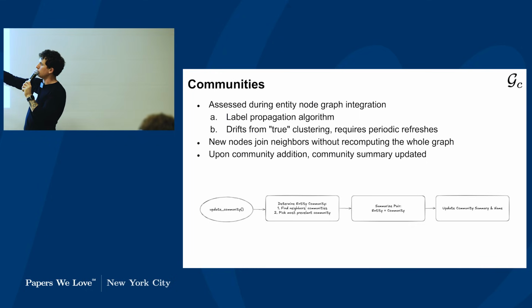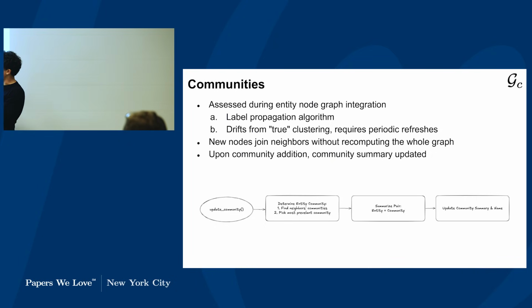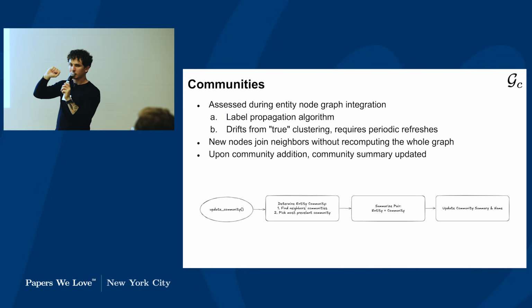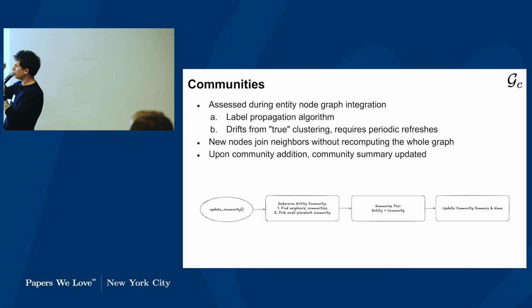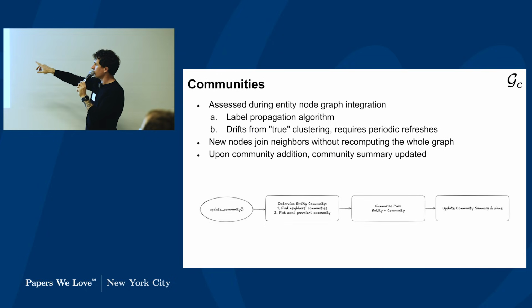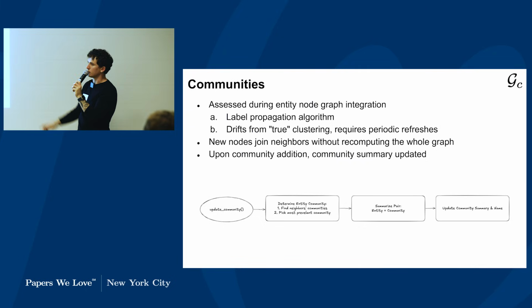And upon community addition, we have a community summary that we regenerate. This is actually an easy flow chart for us to look at. We update the community. We determine the entity community by finding the neighbors' communities. So the nodes that are near the new node, we find their neighbors and their communities. Then we pick the most prevalent community. We then summarize the entity and the community, update the community name, and add the new node to that community via those community edges that we looked at earlier. So this part's not too complicated. Any questions here?